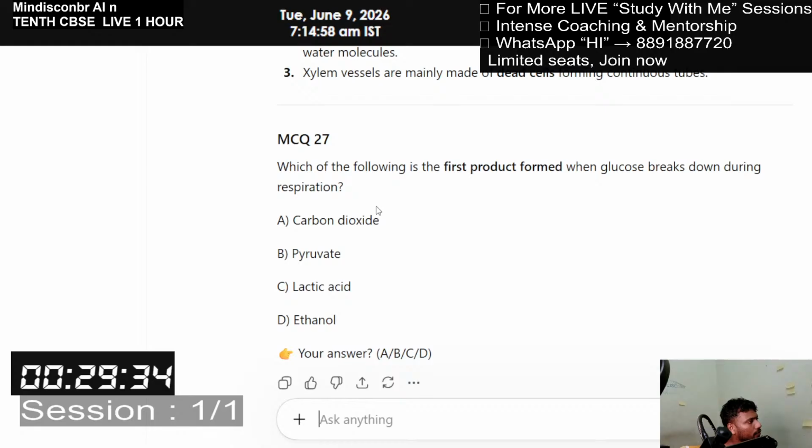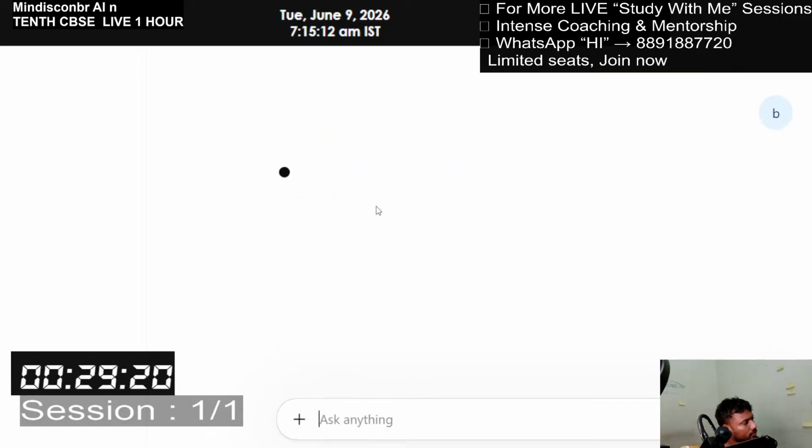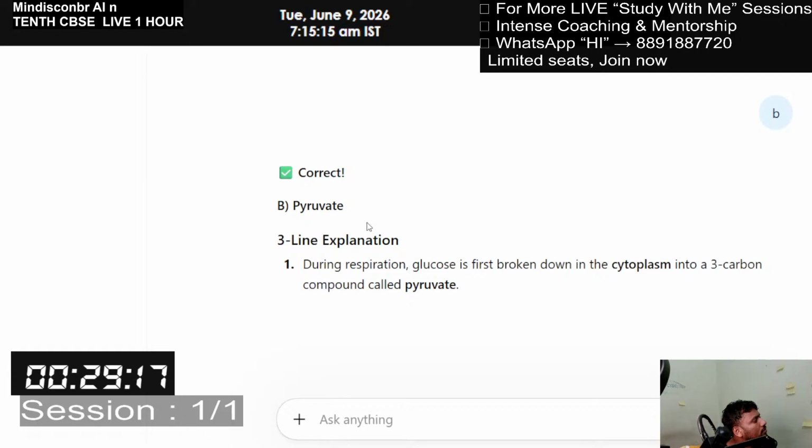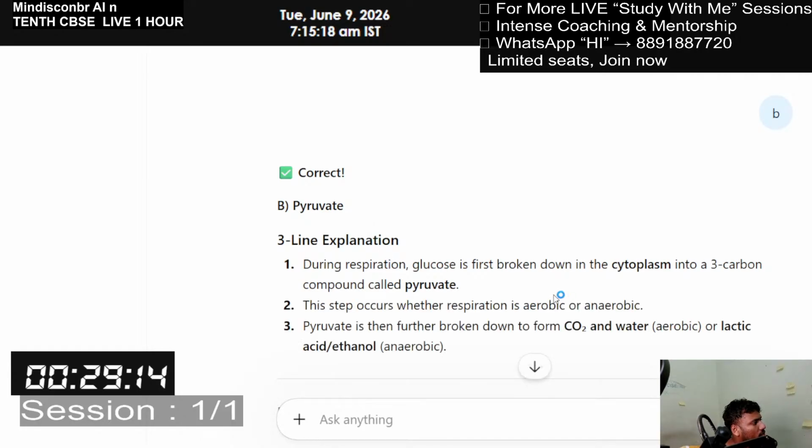Which of the following is the first product formed when glucose breaks down during respiration? Pyruvate. During respiration, glucose is first broken down in the cytoplasm into a 3-carbon compound called pyruvate. This step occurs whether respiration is aerobic or anaerobic. Pyruvate is then further broken down to form carbon dioxide and water (aerobic), or lactic acid or ethanol (anaerobic).